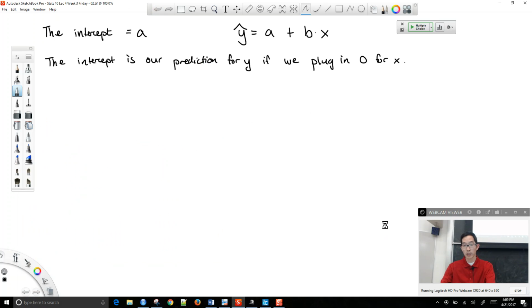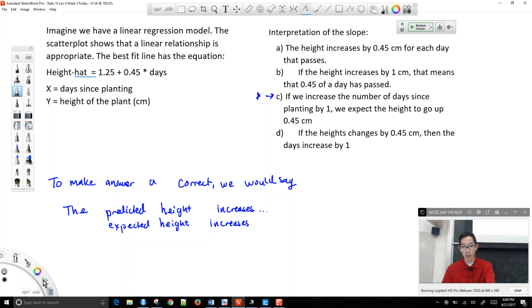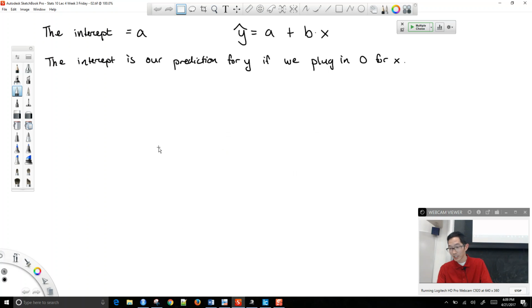So on the previous slide, let me just kind of copy our equation. Or I got height hat. Oh my goodness, I'm so sorry. It says it's muted. What is this nonsense here? Okay. The interpret that threw me off here.